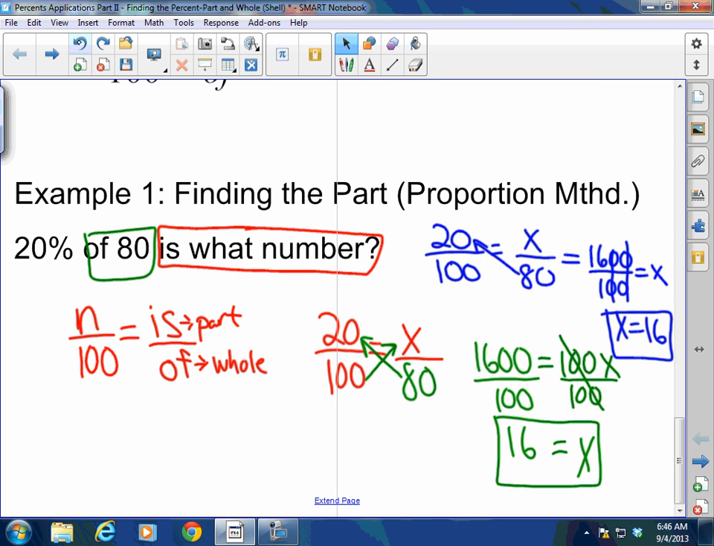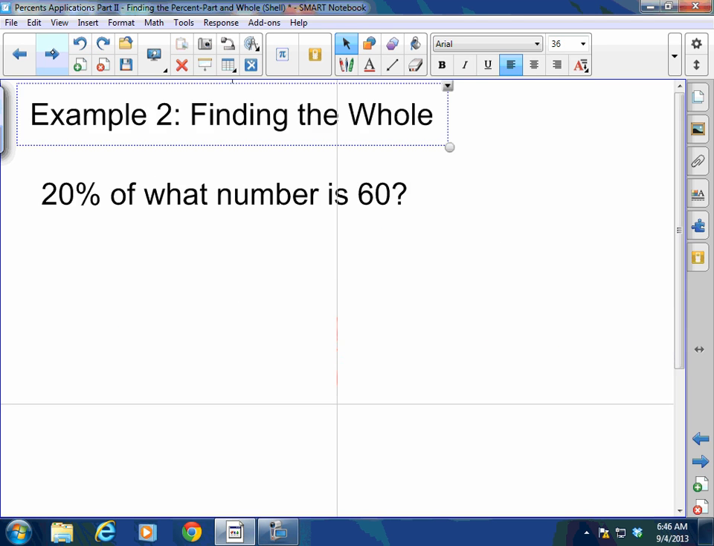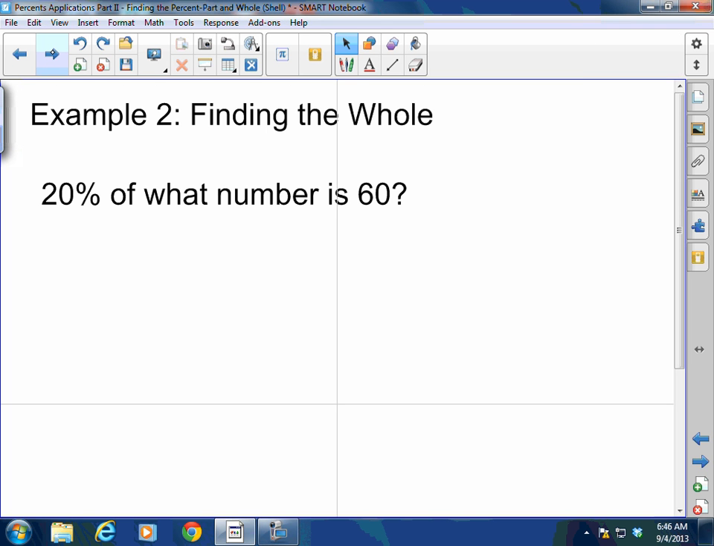Now, let's learn how to find the whole, and let's learn how to find the percent using both methods, and hopefully you can master one of them. All right, example 2, finding the whole. 20% of what number is 60? Okay, the equation method. For those of you who like the equation method, let's do it.